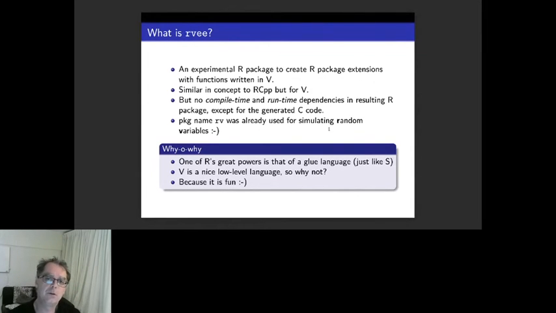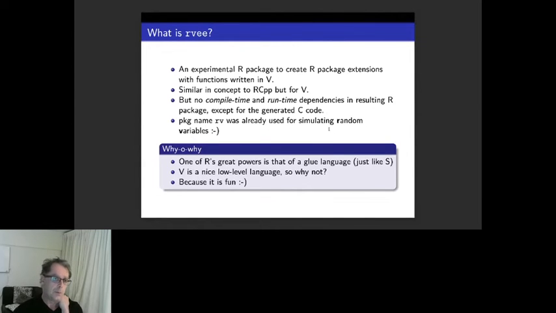So it generates from the V source code C code, including wrapping code for creating all the libraries, and it can be used just as a C R package extension. So there are no compile time or runtime dependencies in the resulting R package. And I wanted to use the name RV, but that was already used for another package for simulating random variables.